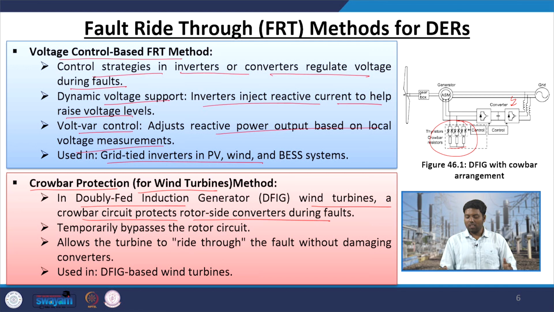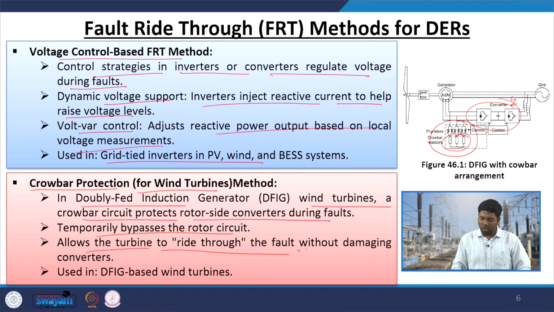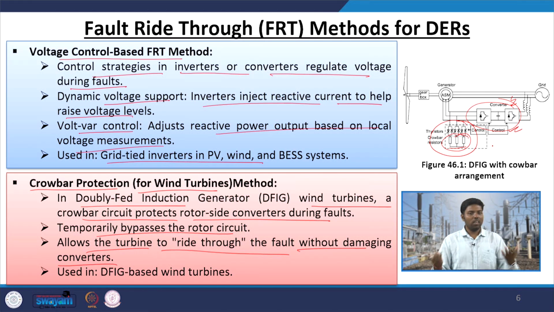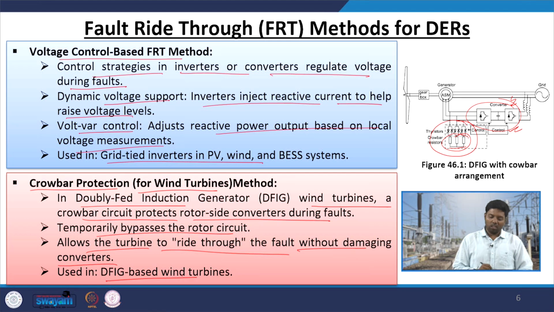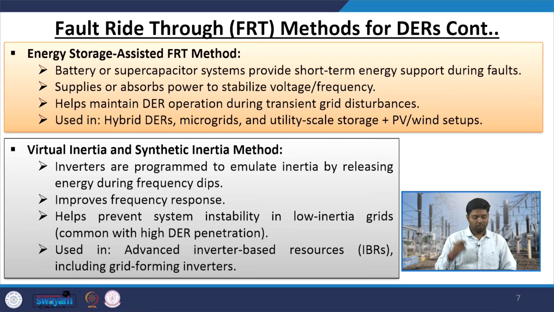To release that stress, generally at that time this crowbar connection is turned on. All the extra current and extra flux will be drained out through this crowbar connection, temporarily bypassing the rotor circuit. So, you bypass this converter circuit, which allows the turbine to ride through the fault without damaging the converters. So, they will not be damaged by the high currents, and that high current will be diminished or mitigated through this crowbar protection. So, that is specifically for the DFIG wind system.